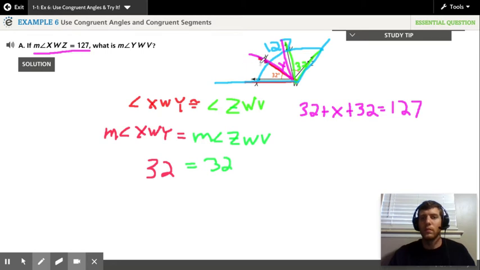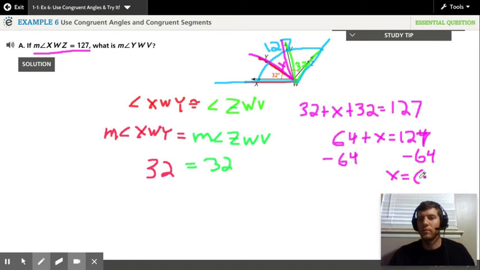We want to find this inside angle, YWV. We have this is 32. This is congruent to this one, so we know it's also 32. So 32 plus X plus 32 adds together to 127. So that's 64 plus X. Subtract 64 from both sides. I'm sorry, 127, getting ahead of myself. Subtract 64 from both sides, and we're going to get X equals, what is that, 63 degrees?